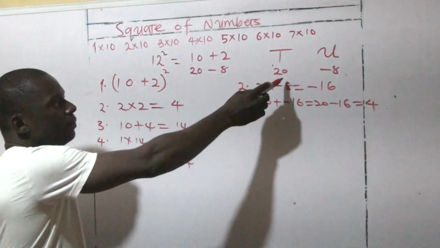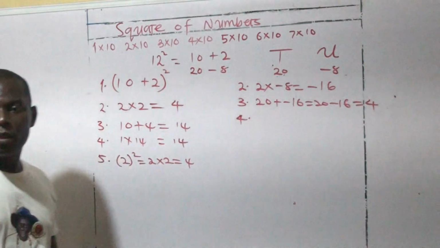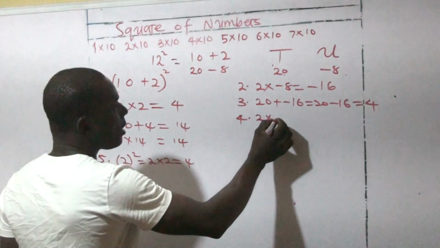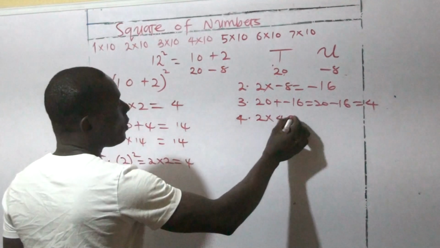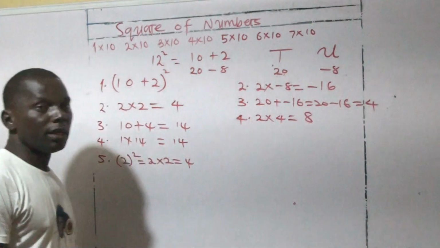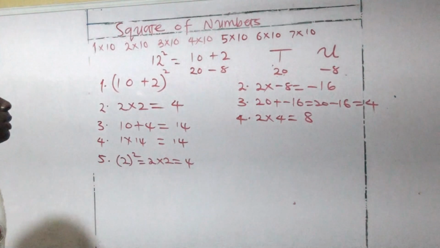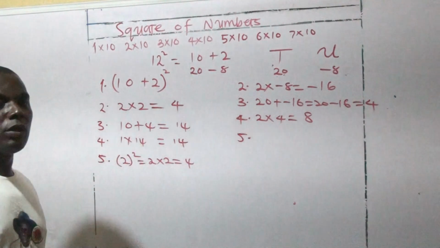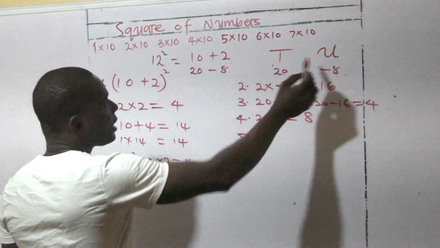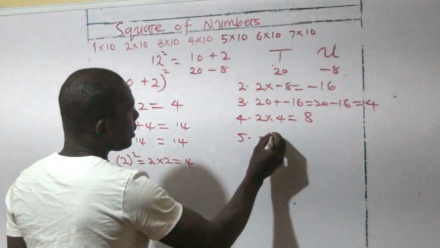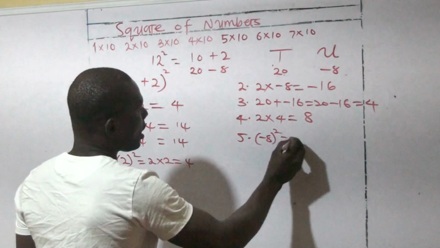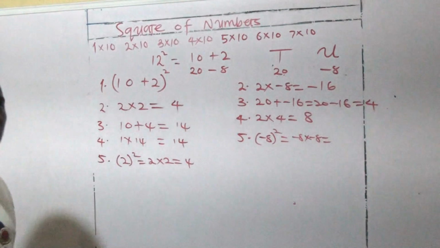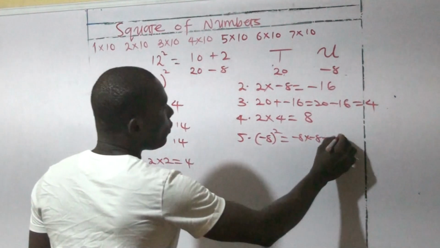Then our step 4 is that this result we obtain here, we look for the face value. What number multiplied by 10 here gives us 20? Okay, that is 2. So this will become 2 times the result, which is 4, and that will give us 8. Then we are almost done. The next step, step 5, is we look for the unit digit here and square it. Minus 8 all squared, minus 8 times minus 8, and that gives us 64.